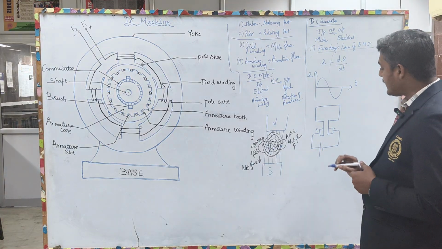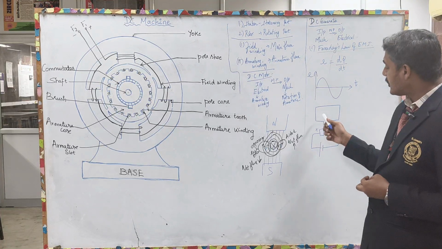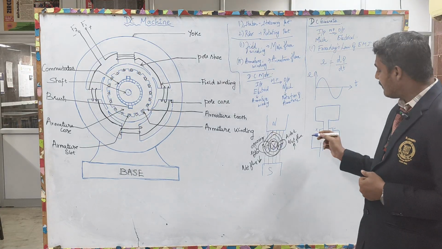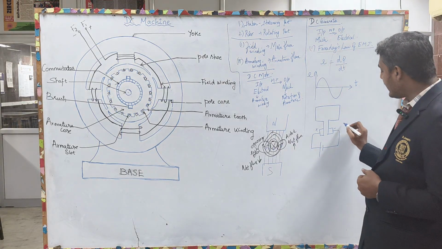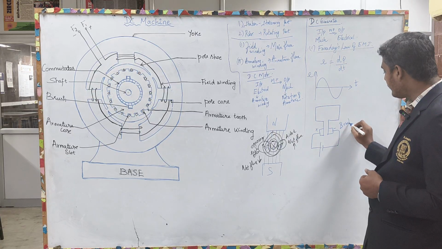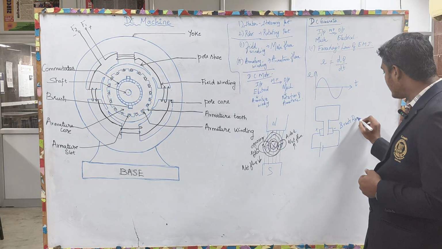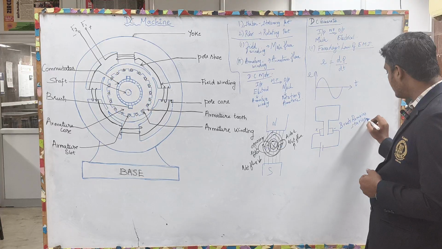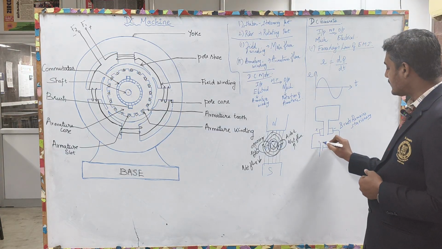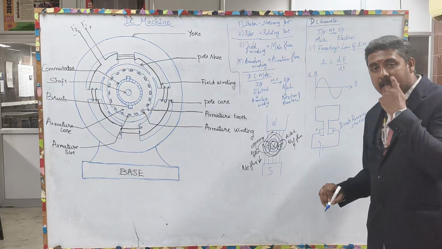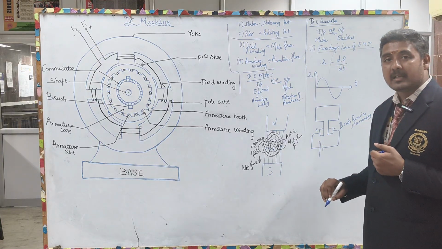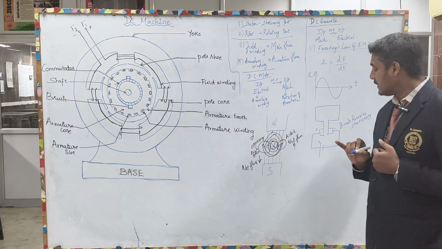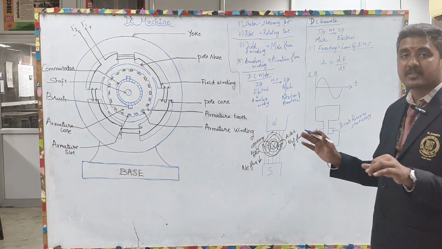It represents a positive polarity and it represents a negative polarity. The commutator, which is connected with the armature winding, will rotate, but the brush remains stationary. Brush remains stationary, and hence the polarity will remain in a unidirectional format. The brush remains stationary. Polarity of the brush will not change.